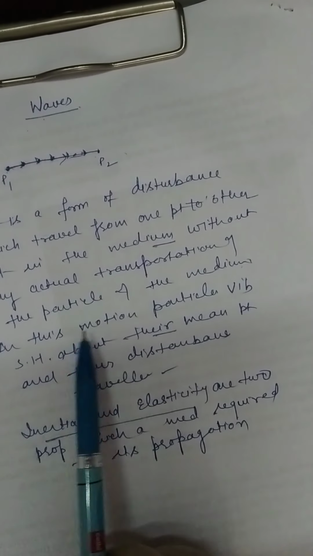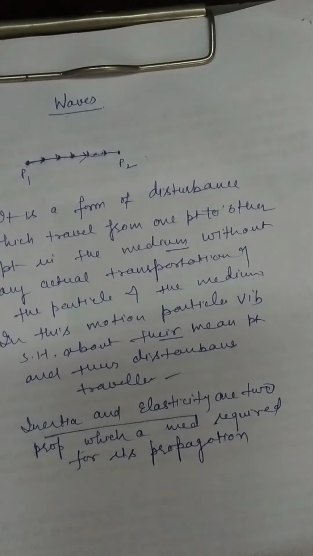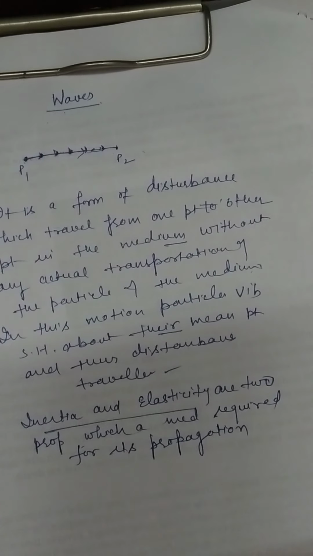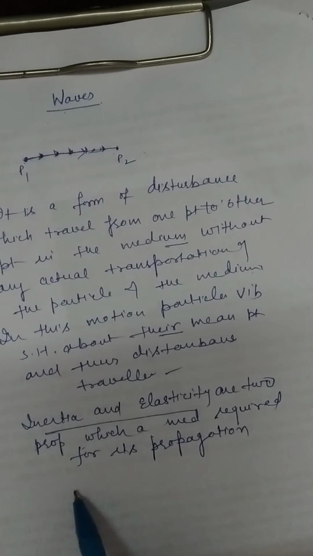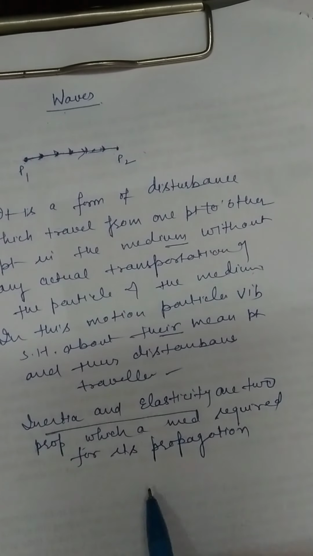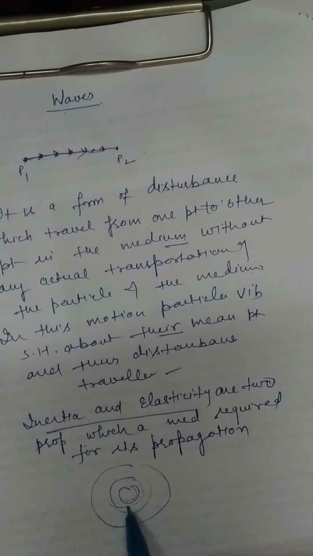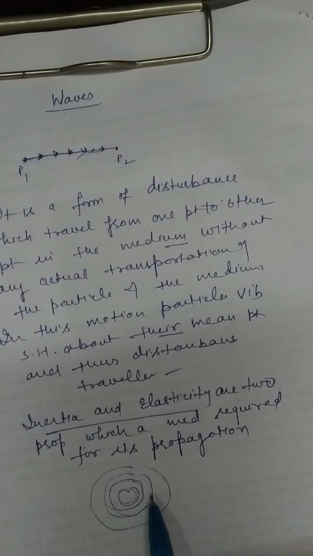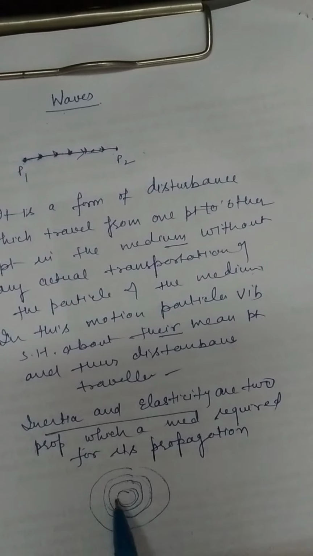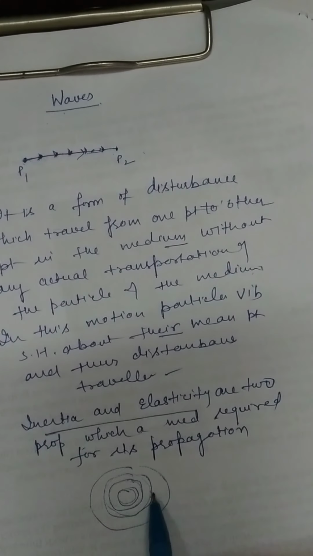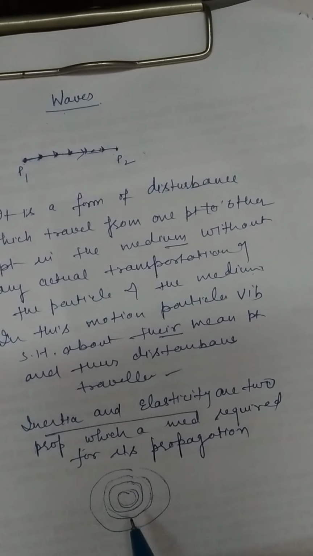Now the next is the mechanism of wave propagation. If we take the example of waves, you can see if we throw a stone in the pond, then the ripples are generated in the pond. These ripples are in the form of waves. If you place a piece of paper over it, then what happens? It only moves up and down. It never moves forward. Right? It only vibrates about its mean position.